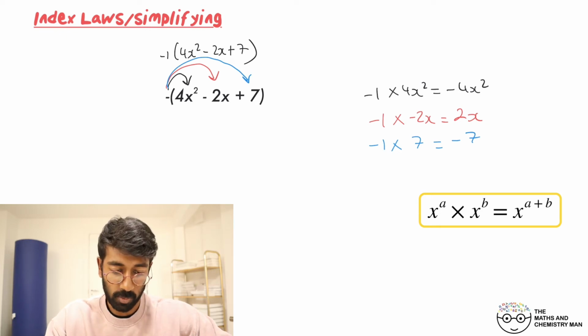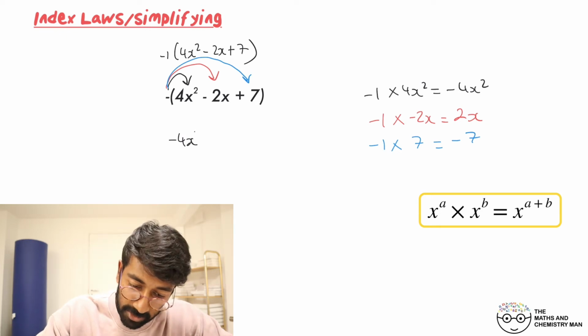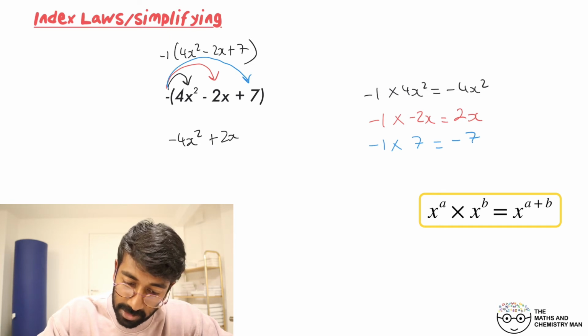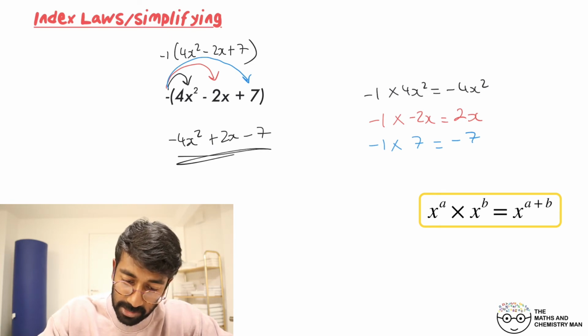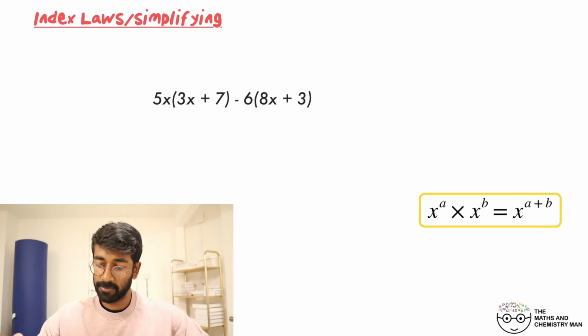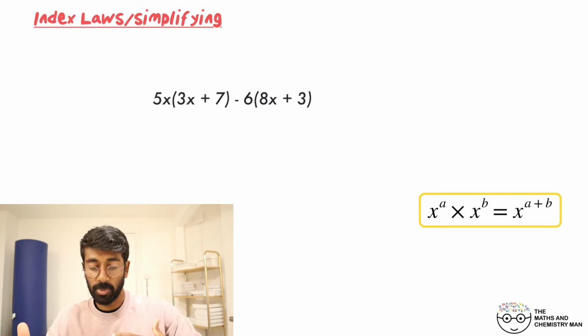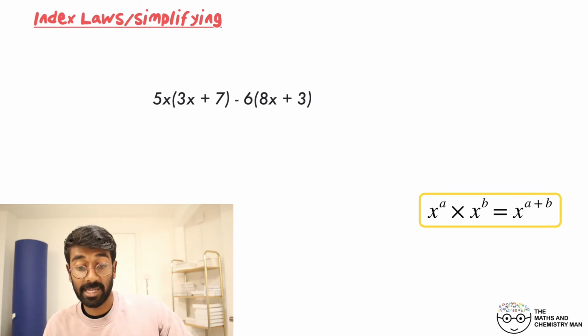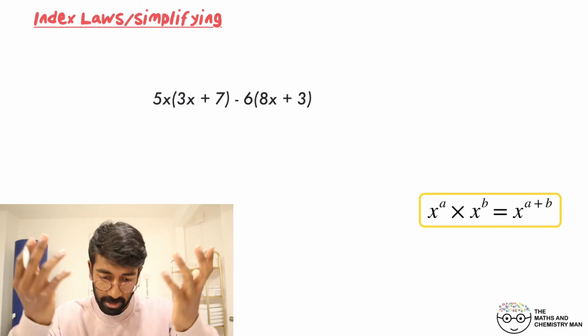Great. Let's just whack this all down in a row. So we've got minus 4x squared plus 2x and then minus 7. Done. Okay, next one, 2 brackets, expand the first one, expand the second one, and then see if you can collect it together at the end.